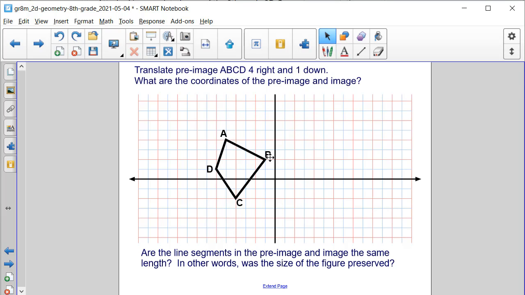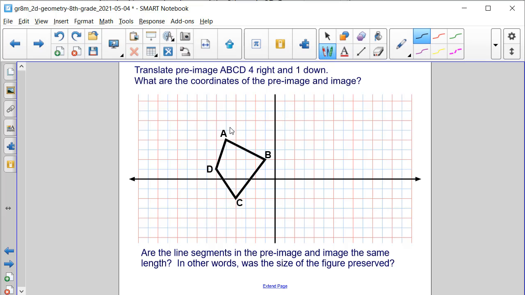Translate pre-image ABCD to the right 4 units and down 1 unit. And then what are the coordinates of the pre-image and image? Are the line segments in the pre-image and image the same length? In other words, was the size of the figure preserved?